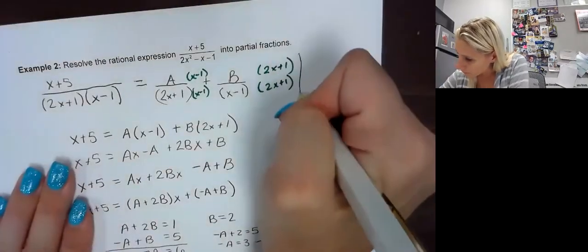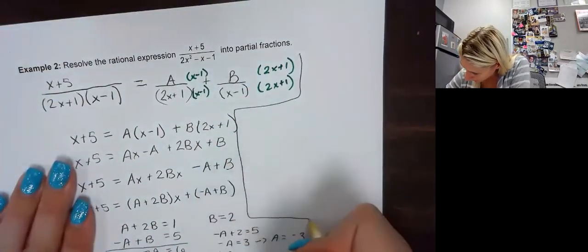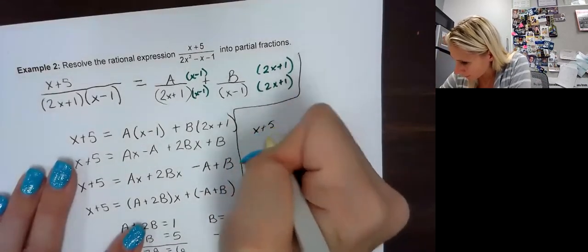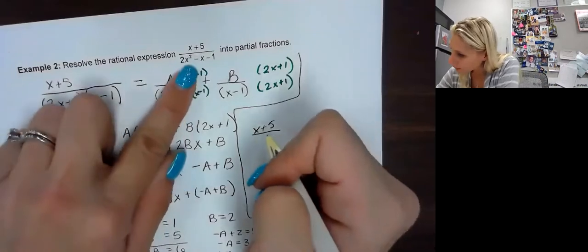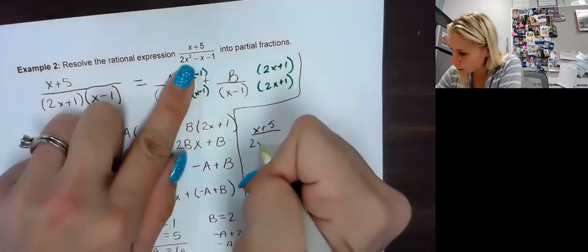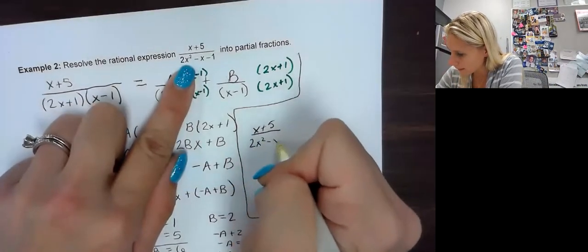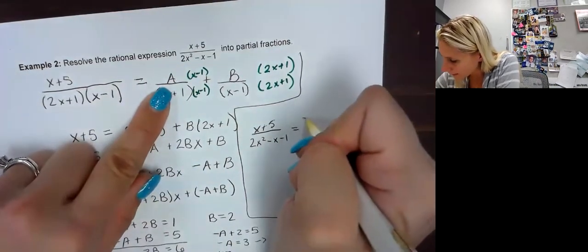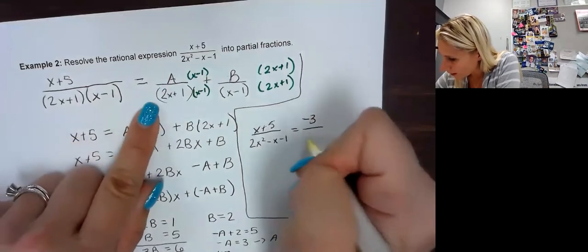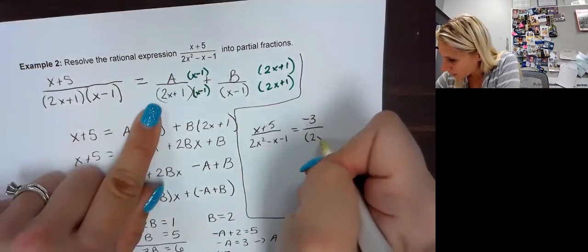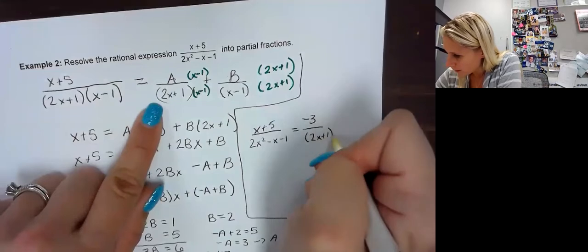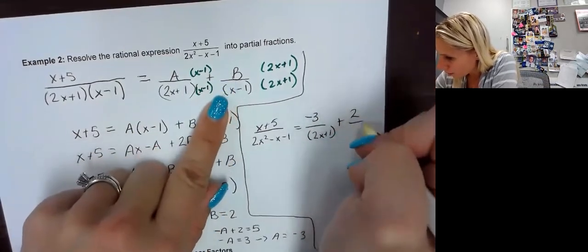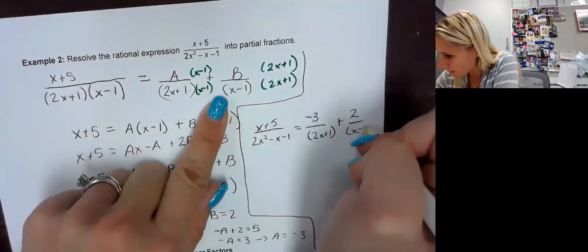So I'm going to give myself some space. That means x plus 5 all over. Now I'm going to write my original problem down, which was 2x squared minus x minus 1 equals a, in this case, negative 3, all over the 2x plus 1, plus 2 over x minus 1.